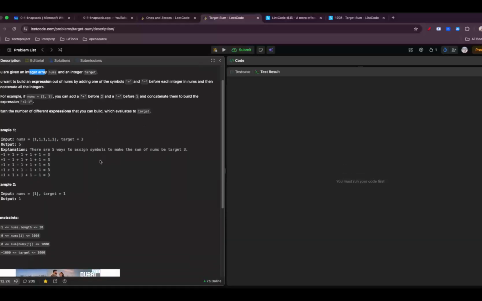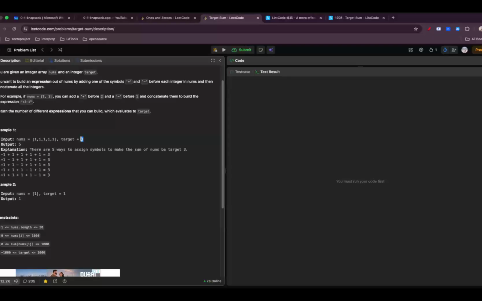It is also an integer array. Anyhow, you don't need to return that expression. The only thing you need to do is find all the possible ways by which you can achieve this target, and how you need to basically have all those possible ways is either have a plus sign before that number or have a minus sign before that number.